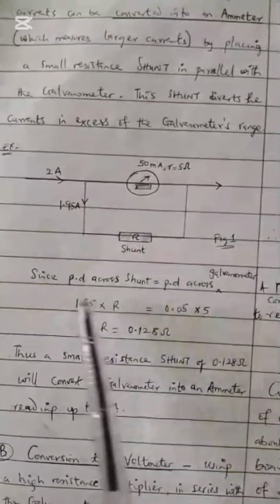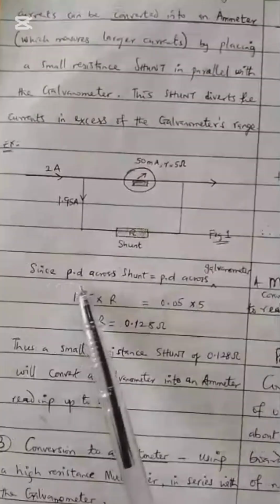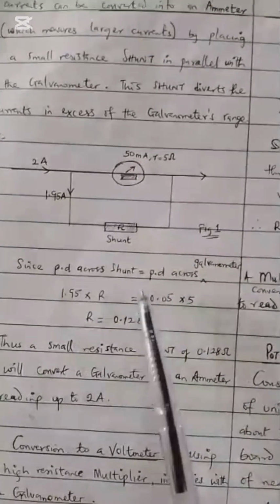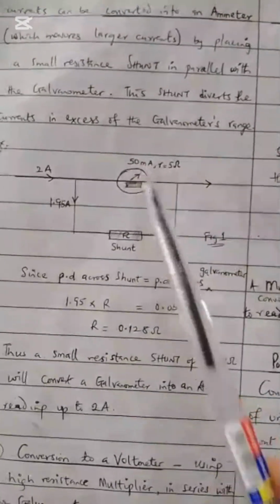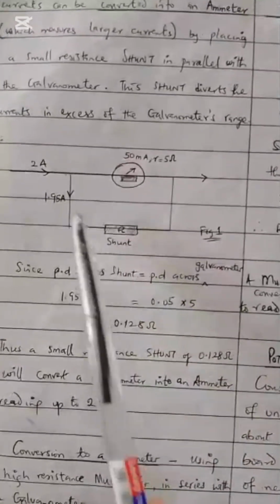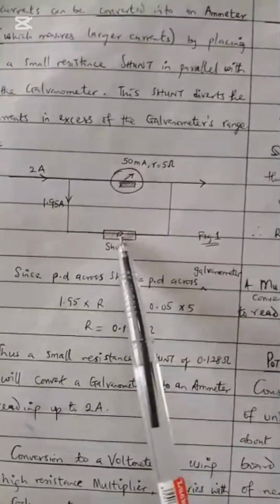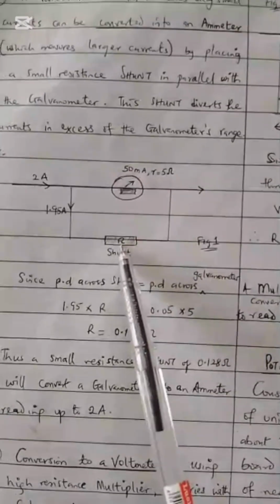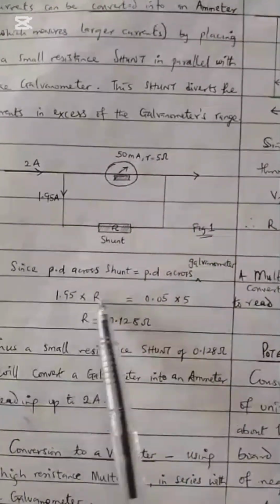Okay, so we just have this equation because they are the same potential difference. For our galvanometer, we multiply this together. For our shunt, current times resistance, we are looking for the value of the shunt. So R is our unknown.